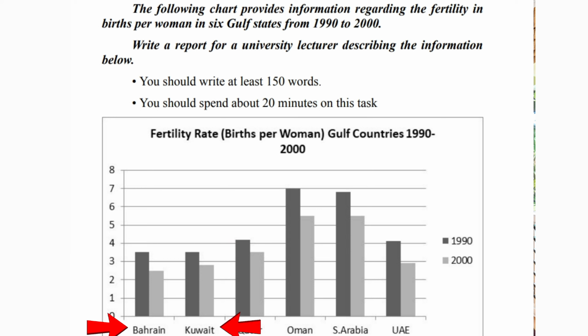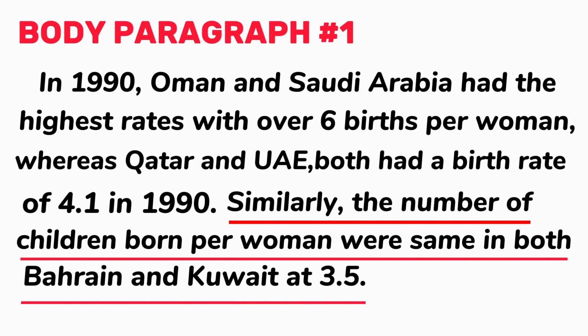Next, we are left with Bahrain and Kuwait. They also have the same fertility rate, and according to the graph, it is 3.5. So I'll be writing, similarly, the number of children born per woman was the same in both Bahrain and Kuwait at 3.5.